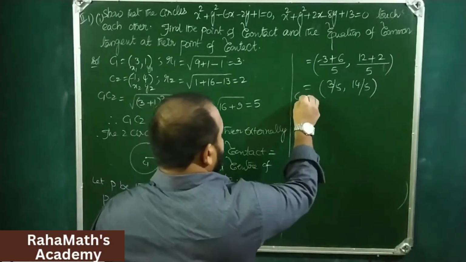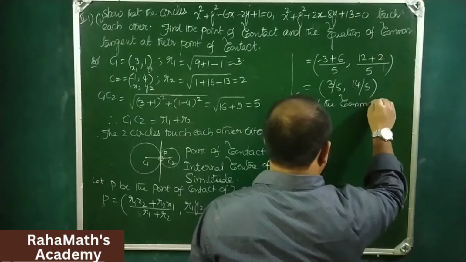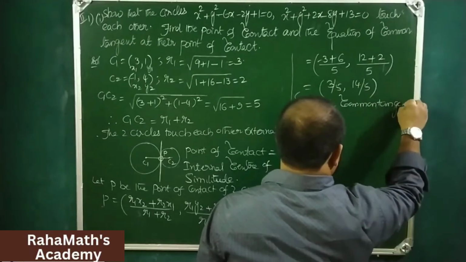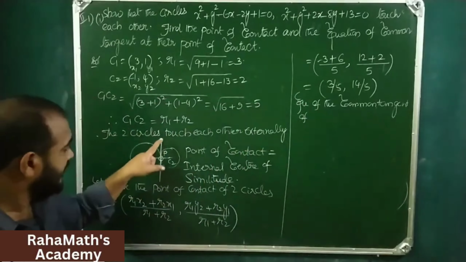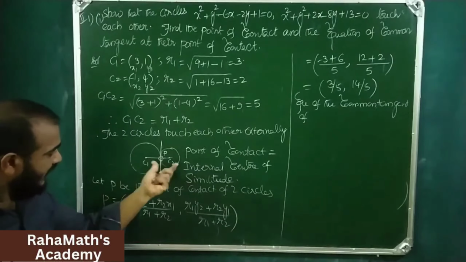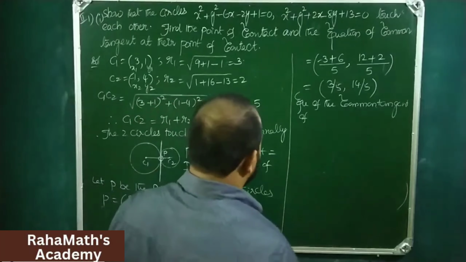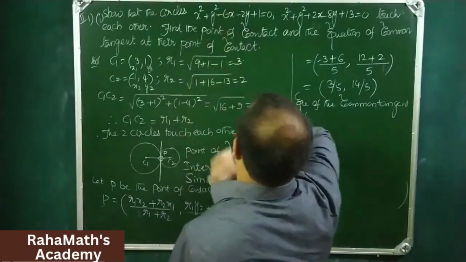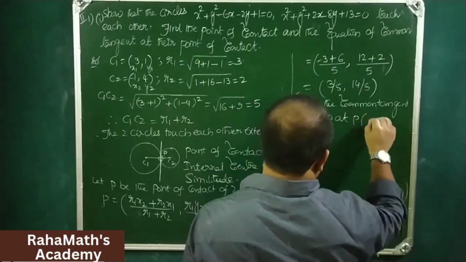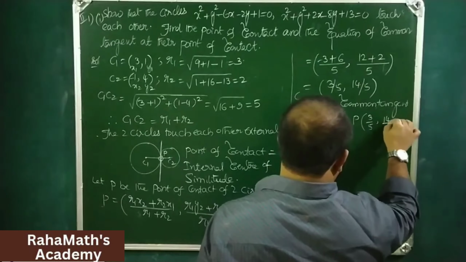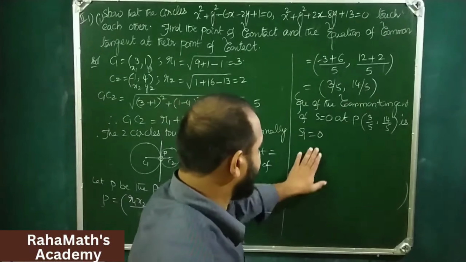Now the equation of the common tangent. Of any circle, because this line is tangent to this circle as well as this circle. So you may take whichever circle it is. For example, I will take the first circle, S equals 0, at the point of contact P (3/5, 14/5). S1 equals 0 is the equation of the common tangent, right?